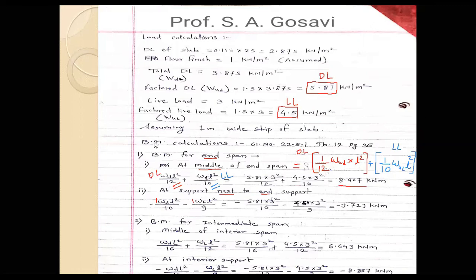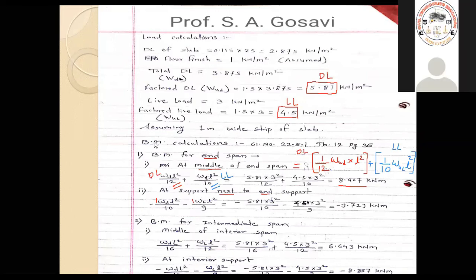8.407 kilonewton meter. Similarly now, here at the support which is next to the end support, again we can calculate the bending moment by keeping the values over here. So again minus 1 by 10 as it is, WL square. This minus 1 by 10 is the coefficient for dead load. So here we should take the dead load in place of W.